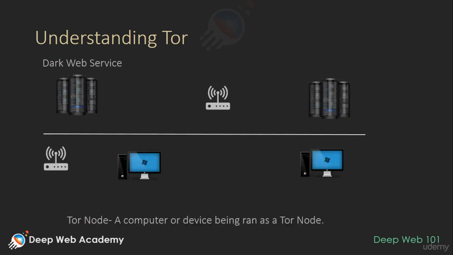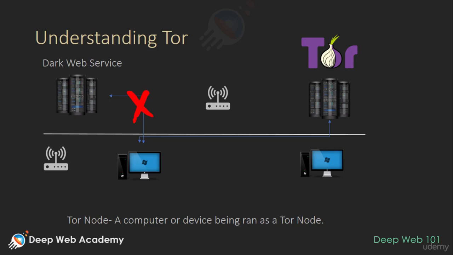So when connecting using Tor, you don't go straight from your computer to the actual website or dark web service in this case that you're trying to connect to. You go through what are called Tor nodes. So of course you can't directly connect to the dark web service. You'll first have to connect to the Tor servers and download a list of all the available Tor nodes on your network.